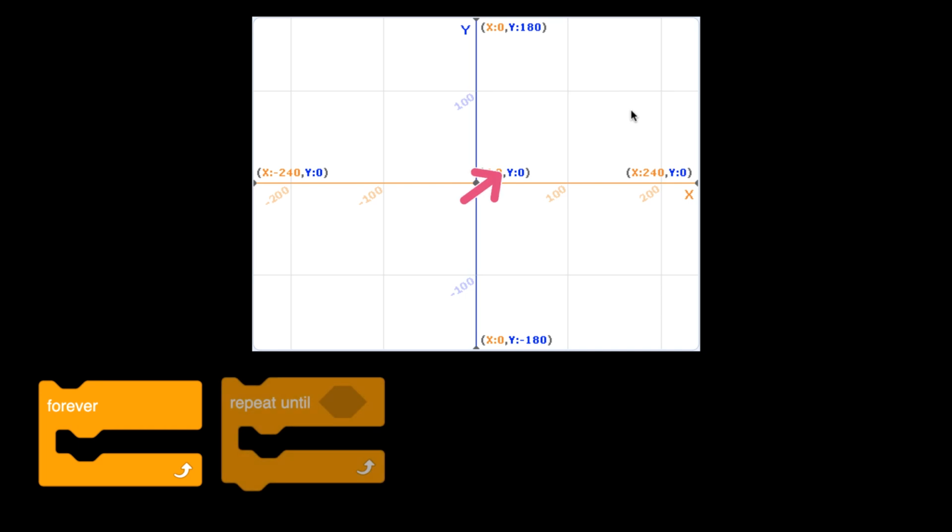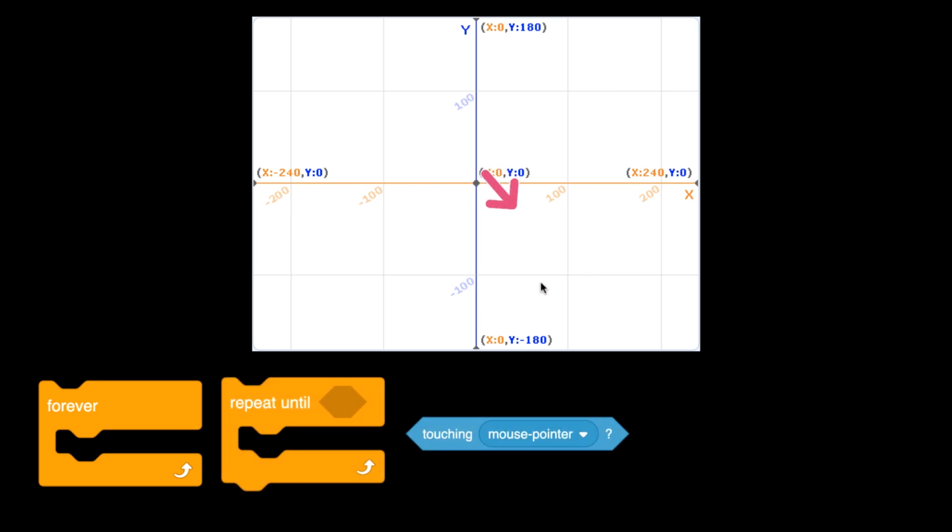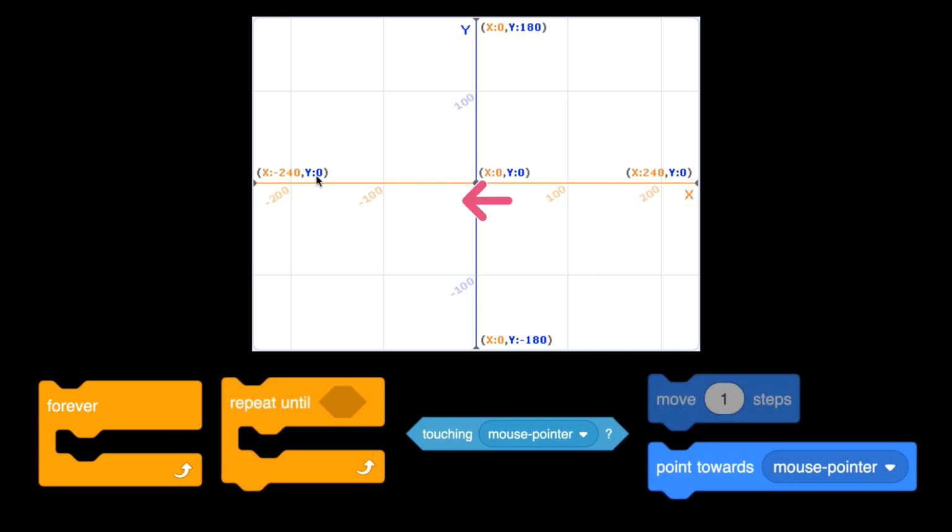In this video, I'm going to show you how to make a sprite follow the mouse pointer around the stage as I move it. To accomplish this, we're going to use the forever block, the repeat until block, the touching block, point in direction block, and the move block.